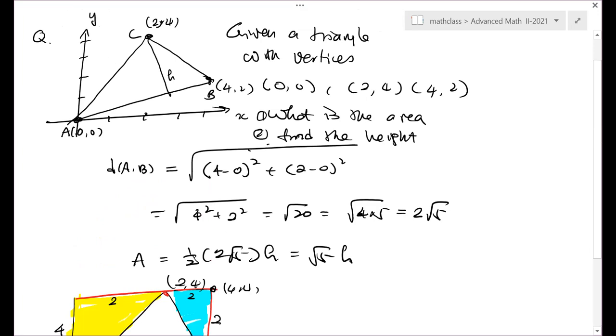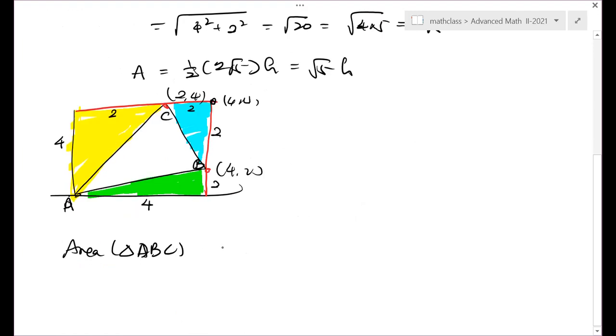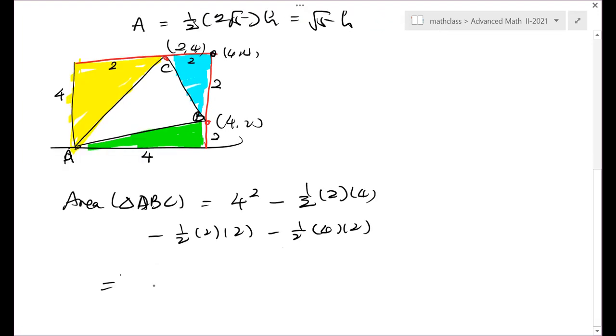We already labeled it ABC, okay? ABC is going to be the area of the square, 4 times 4, minus the area of the yellow triangle. The area of the yellow triangle is 2 times 4, the area of the green triangle is 2 times 2 divided by 2, and the area of the other yellow triangle is 4 times 2. Okay, so let's simplify it. 16 minus 4, minus 2, and minus 4, okay, so we get 6.